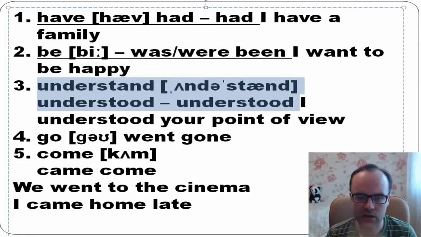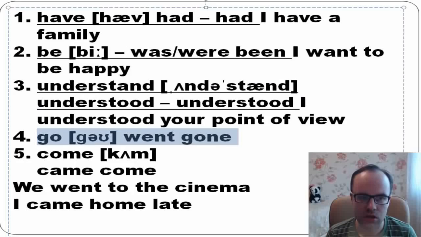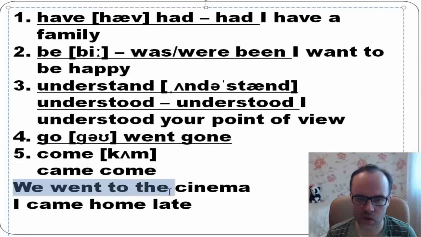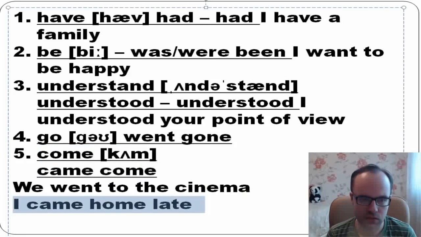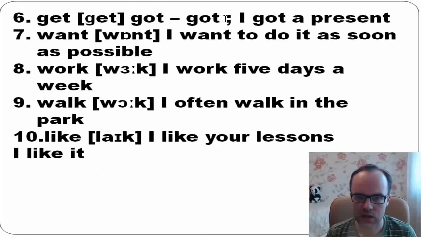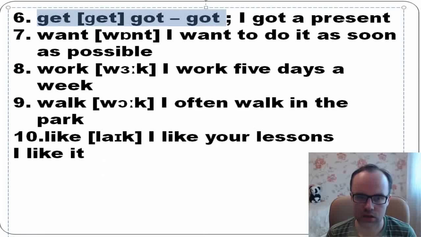Understand, understood, understood. Irregular. I understood your point of view. Go, went, gone. Irregular. For example, we went to the cinema. Come, came, come. Irregular. I came home late. Get, got, got. Irregular. I got a present.